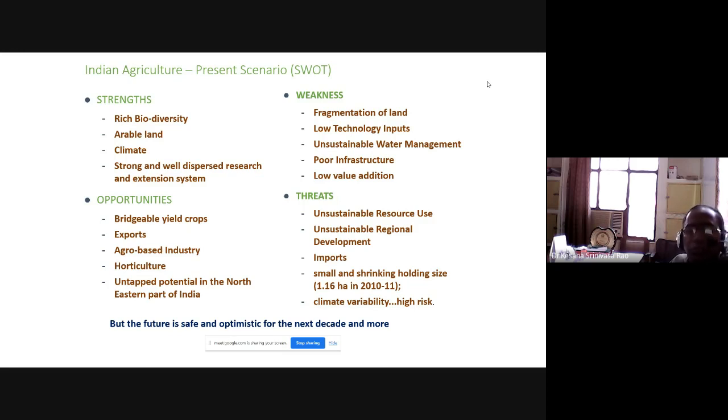Unsustainable resource use. All the resources which are available, we may use effectively in one year, and the next year they may not be useful that much, because rains are there or rains are not there, or climatic conditions are favorable or not favorable. These two things will change the entire resource use efficiency, especially from the agriculture point of view. In that way, unsustainable regional development will coincide with it.